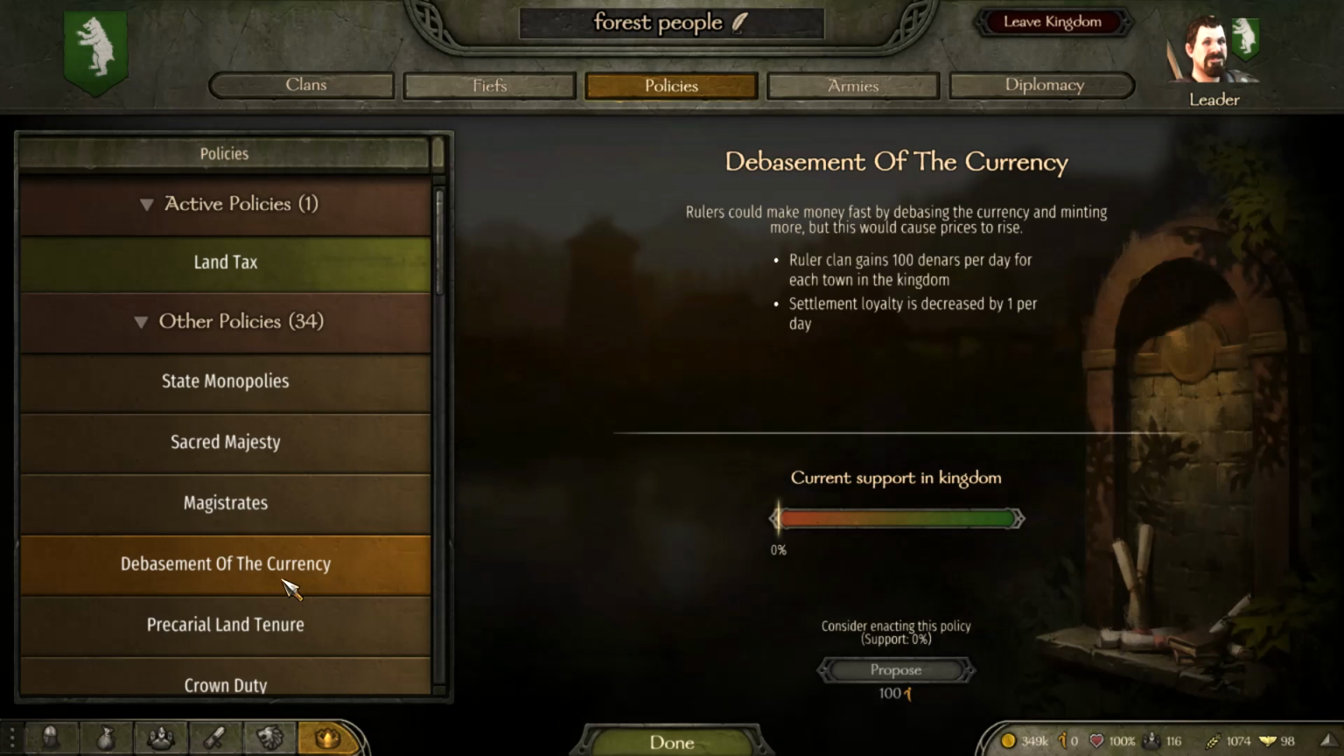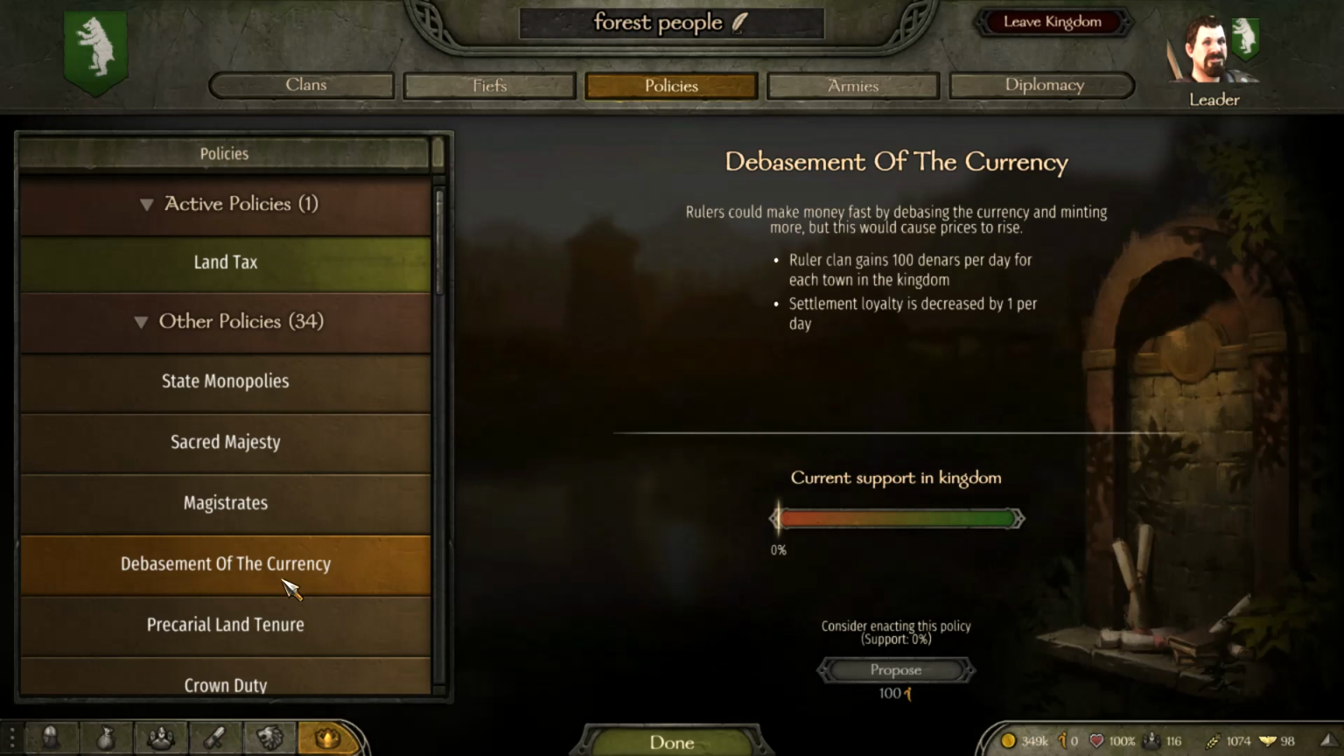Debasement of currency. So the ruling clan gains 100 dinars per day per town in the kingdom, but this also means that the settlement loyalty is going to be decreased by 1. And again, unless you have a high positive loyalty in all of your towns, this is probably one you want to avoid. So this is more late game. So as you're starting up, you want to avoid this. It's not going to help you that much. It's going to bring your loyalty down and give you a higher risk of rebellion, which again is the last thing you want.